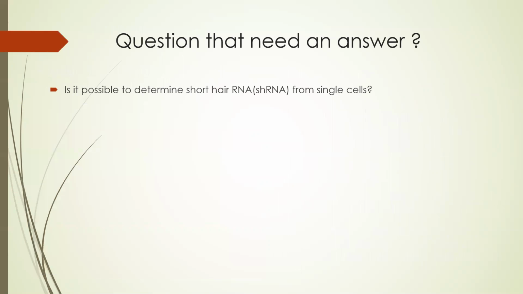So the question I have for you, after you understand what the RNA interference technique is and how it can be applied in many different ways, is: is it possible to determine a short hairpin RNA from single cells?